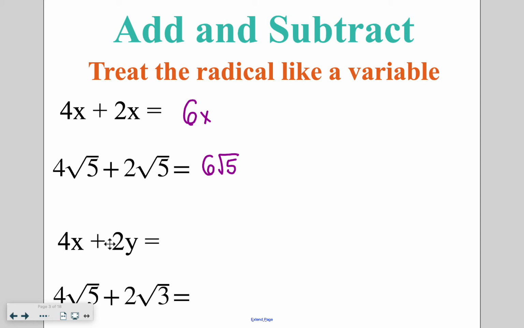Same thing happens if we had unlike variables. 4x plus 2y simplifies to just 4x plus 2y. We can't actually put those pieces together because the first one is a group of x's and the second one is a group of y's. Same thing would happen with radicals. 4 square roots of 5 plus 2 square roots of 3 can't be combined because these two radicals are different.